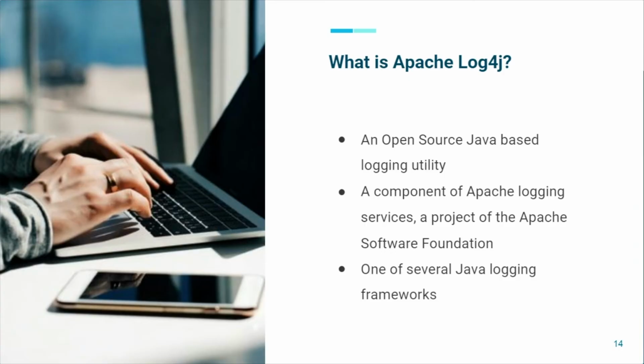Okay, so first we'll start with what is Apache Log4j. It is an open source Java-based logging utility, and it's part of the Apache logging services. This is a project that's maintained by the Apache Software Foundation. Log4j is one of several Java logging frameworks. Many companies use Log4j libraries worldwide to enable logging and configure a wide set of applications. So it's used pretty much in most applications out there.